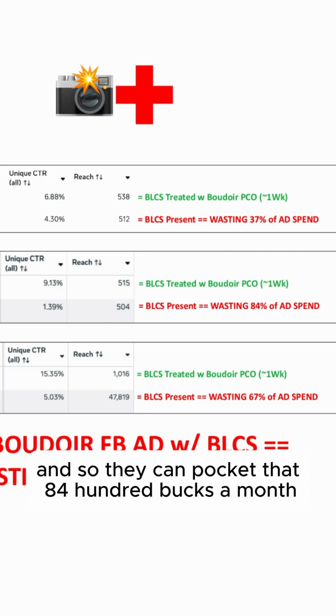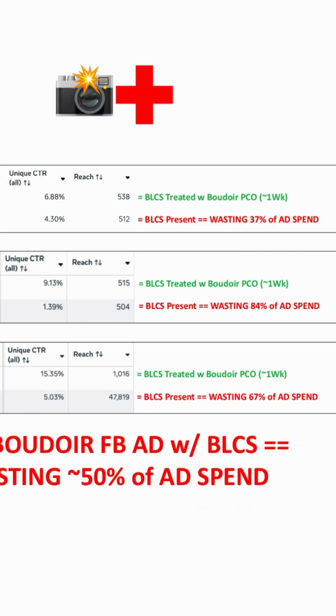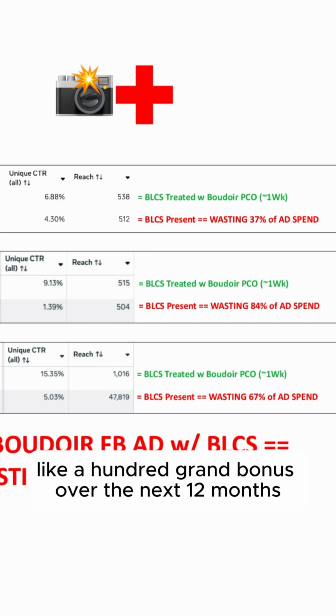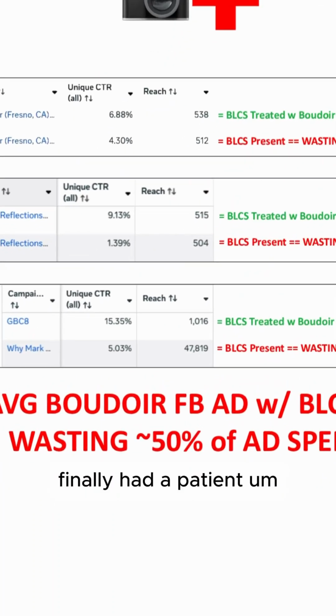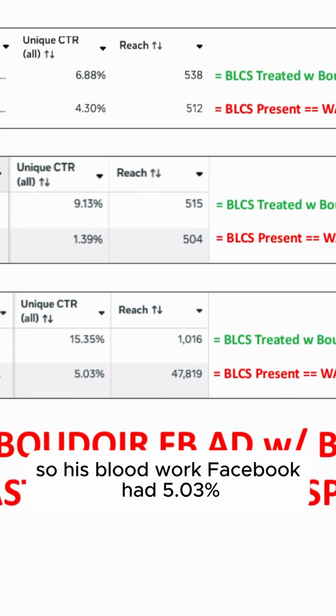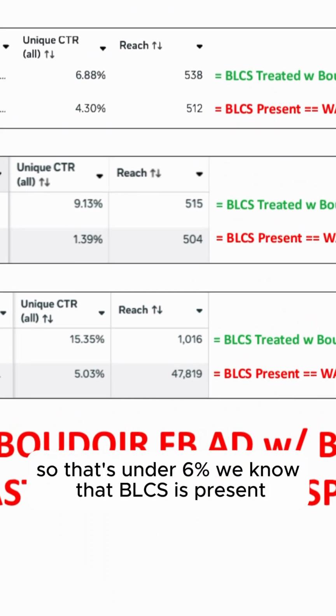And so they can pocket that 8,400 bucks a month. It's like ad spend not used, literally like 100 grand bonus over the next 12 months. Finally, had a patient, so his Boudoir Facebook had 5.03%. So that's under 6%. We know that BLCS is present.